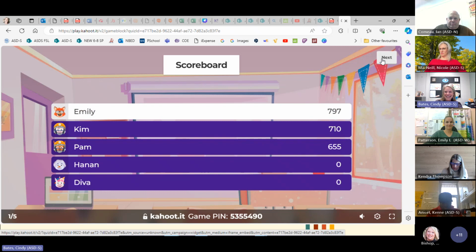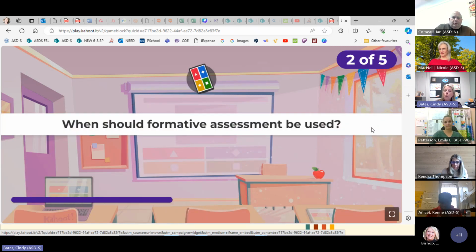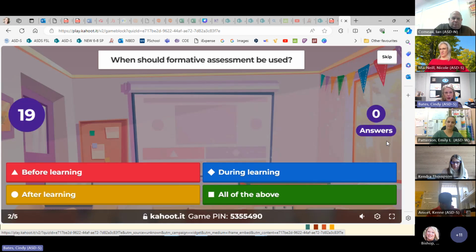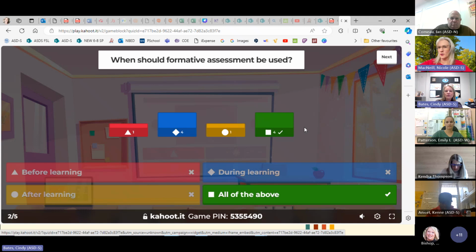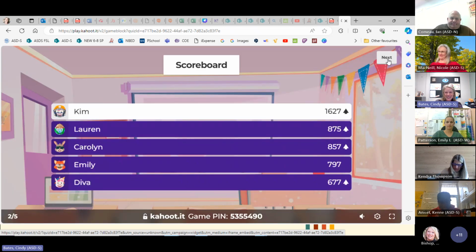Emily's in the lead. Number 2: when should formative assessment be used? Your options are before, after, during learning, or all of the above. Since everybody's answered, what I learned is the faster you go, the more points you get. Just so you know, if you get it wrong, you don't get any points. So you gotta play the game. Okay, Kim has moved into the lead on that one. The answer was all of the above.